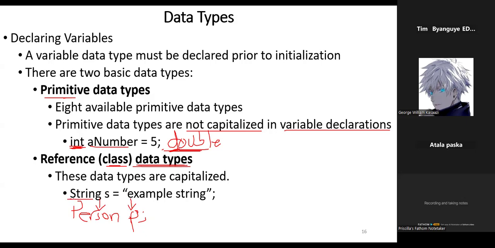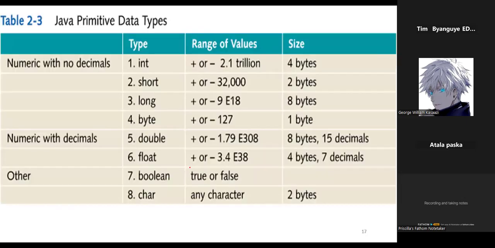This thing that has the capital letter is a class. Whatever is created from a class is an object. So instead of calling this a variable, I'll now call it an object. Instead of calling this a data type, I'll call it a class. That's really the only difference. And here is a summary of those data types that we've talked about.